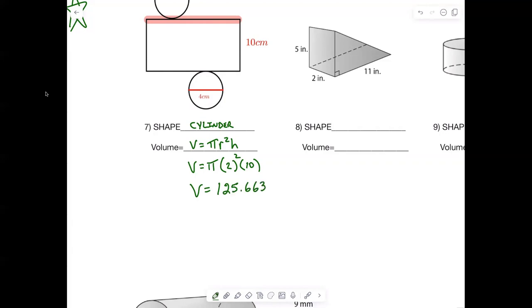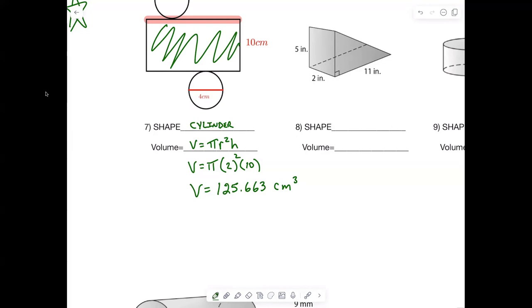And what kind of units are we dealing with? Centimeters cubed. So it wouldn't be centimeters squared, because we're not measuring the surface. We're measuring what's inside that shape if I put it together. Do you hear me? You know what I'm saying?